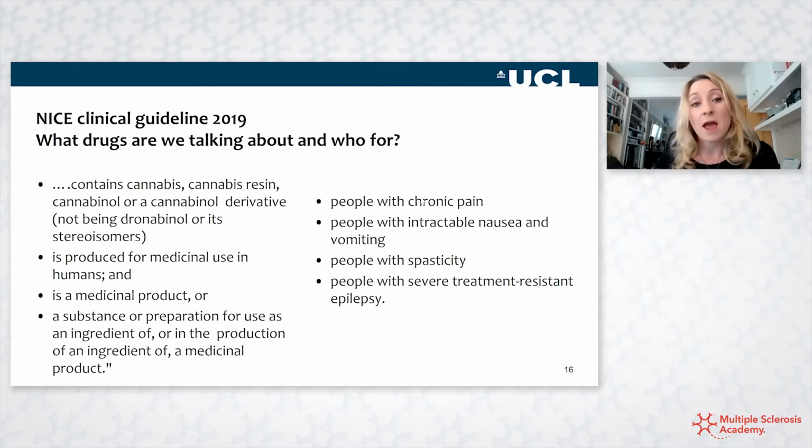In the cannabis-based medicinal products guideline, we looked at chronic pain, intractable nausea and vomiting, spasticity, and treatment-resistant epilepsy. So it was a really extensive guideline. And out of it, from the spasticity perspective, the only cannabinoid that was recommended is Sativex. And in this recommendation, there's also guidance on the shared care agreement that should be set up. So it was recommended by NICE that this would be prescribed under shared care, and there's a framework also provided in that.